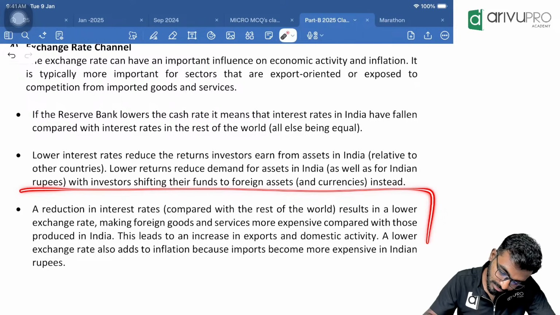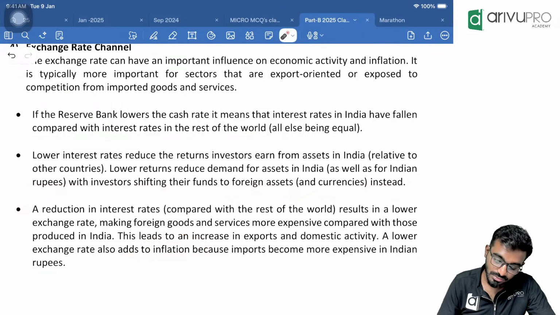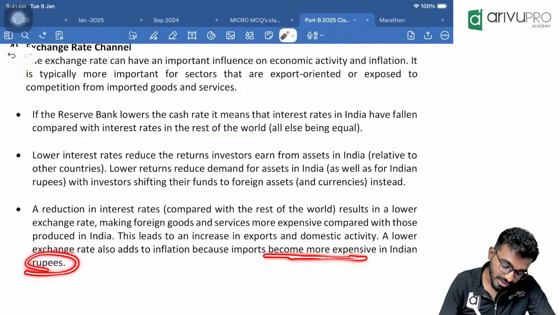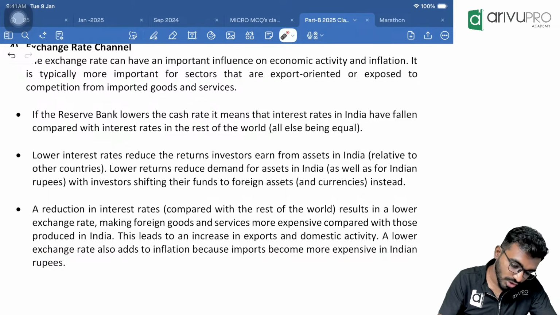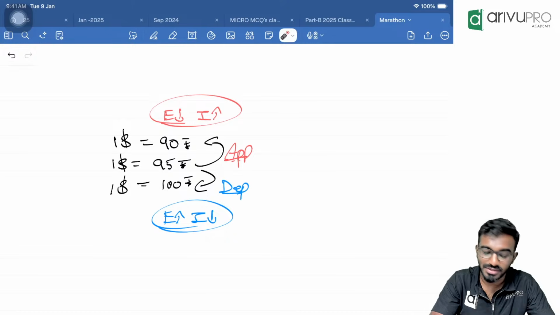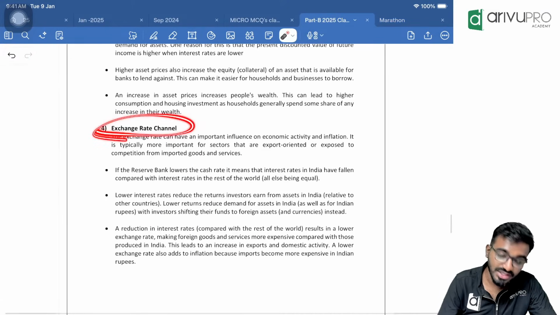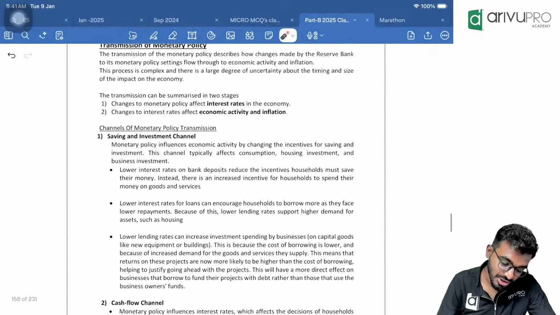Clear? So this part: a lower exchange rate adds more and more inflation because imports are becoming more and more expensive in Indian rupees. So this is the concept. Once again, the same thing we will explain in tomorrow's class, the exchange rate mechanism. Clear? So that is the fourth channel, the exchange rate channel. So these are the four transmission mechanisms.